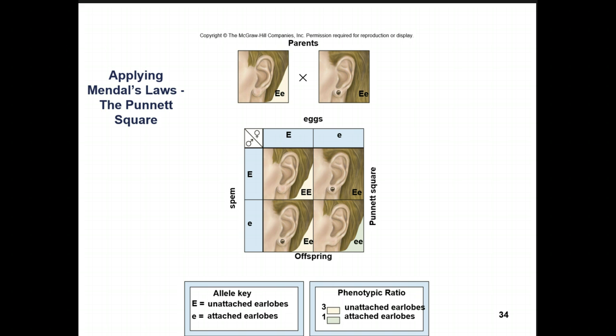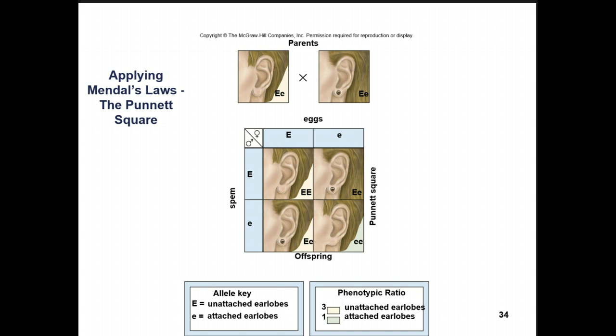This Punnett square actually shows what we just did. Notice here that with two heterozygous parents each having the unattached earlobes get together, the chances of having unattached earlobes in their offspring is 3 out of 4, or 75%. And there's a 25% chance, or a 1 out of 4 chance of having attached earlobes.